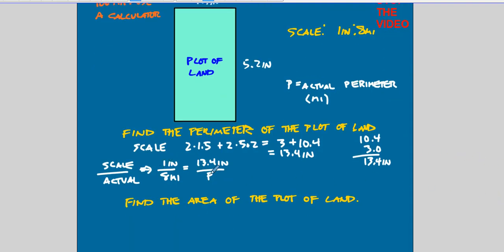So I'm going to cross multiply, so I get 1p, or p, equals 8 times 13.4. I think it's just easier to do that without a calculator, so I'm just going to do it over here. So that's going to be 32, carry a 3. 3 times 8 is 24, plus 3 is 27, carry a 2. 1 times 8 is 8, plus 2 is 10. We have 1 place behind a decimal point. So that's 107.2 miles is the actual perimeter.